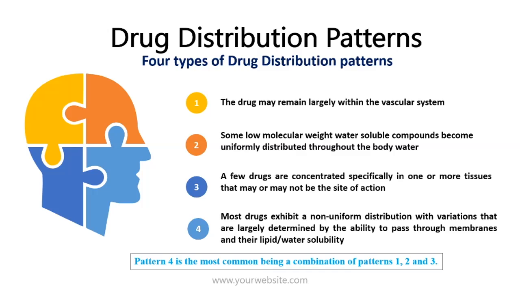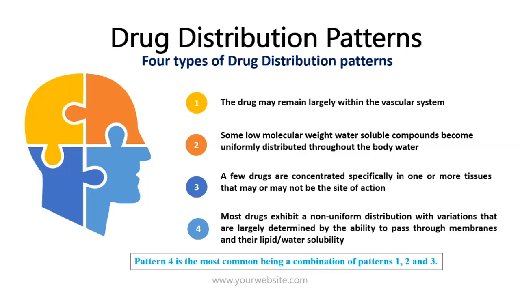All right. And the fourth pattern of drug distribution is that most drugs exhibit a non-uniform distribution with variations that are largely determined by the ability to pass through lipid membranes. So this is just governing most of the drugs. Their distribution is varied because it is dependent on whether or not it can pass through this biomembrane. Is it small enough to pass through or not? Is it lipid soluble enough, or is it too ionized to pass through? So these are the 4 types of drug distribution patterns.